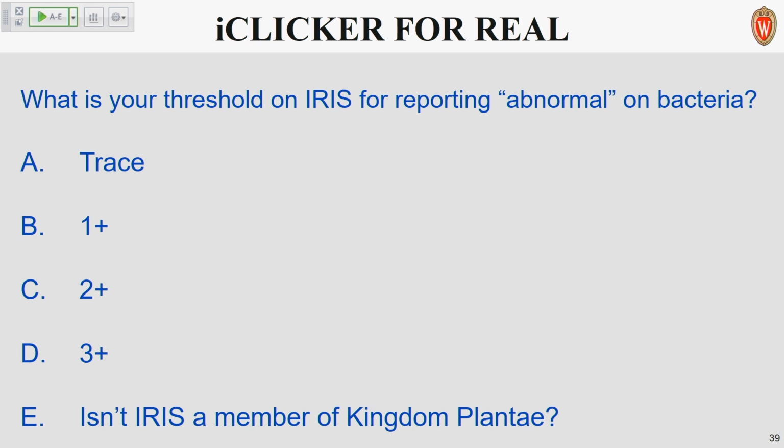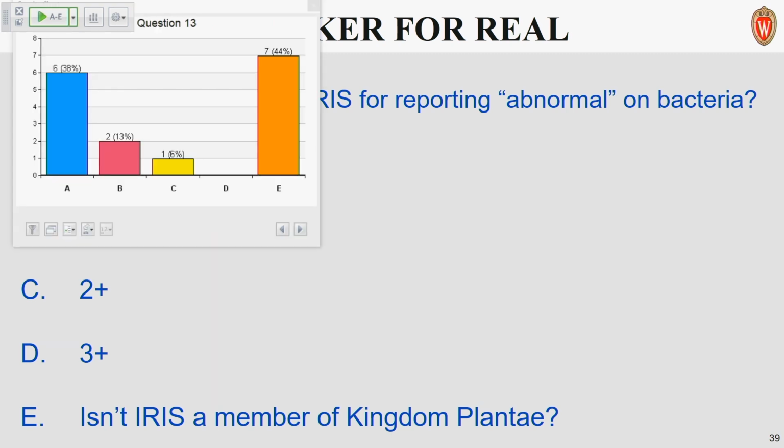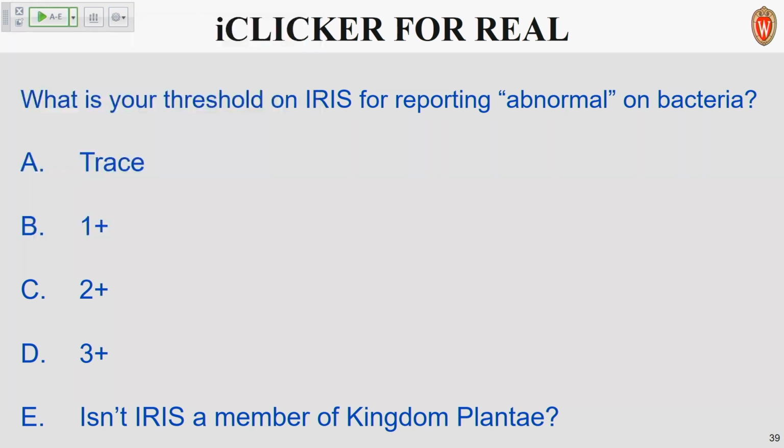All right, so if you use an iris for microbiology, what is your threshold for bacteria being abnormal? So at what level on your iris do you call it abnormal? Trace, 1+, 2+, 3+. Raise your hand if you use an iris. Maybe we'll skip this one and go right to Megan. Let's do that. We'll save some time here. All right. But thank you for your participation, though.